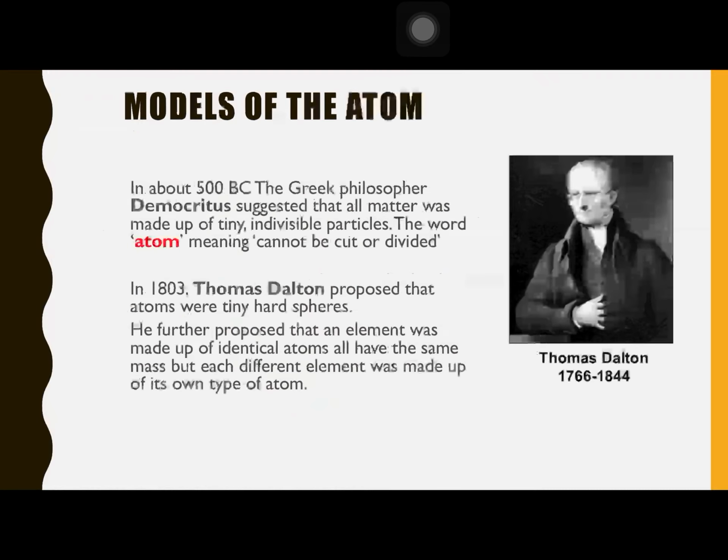So now, a bit of history about the different models of atom. Right from the start, the Greek philosopher Democritus suggested that all matter was made out of tiny indivisible particles, and they called it atom, which means cannot be cut or divided. Then in 1803, somebody else proposed that actually atoms are tiny hard spheres. That's John Dalton. And he also proposed that every element was made up of the same atom. So if it's a different element, it'll be made up of different atoms.